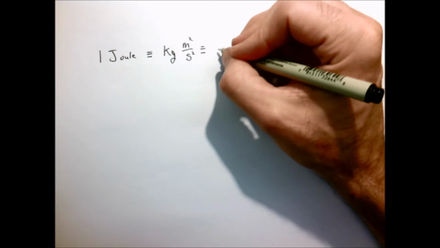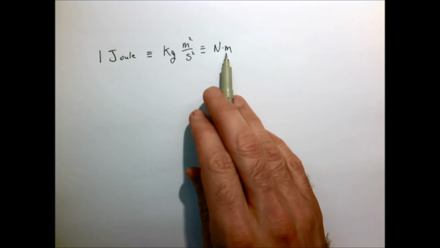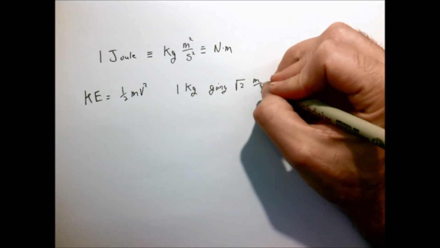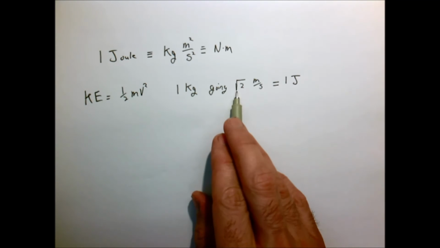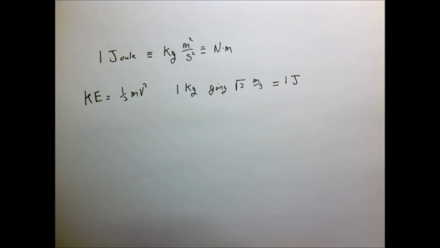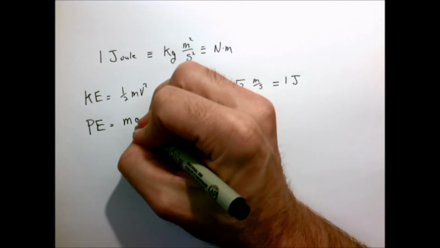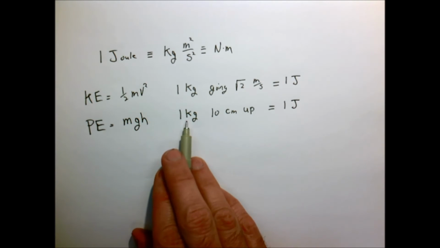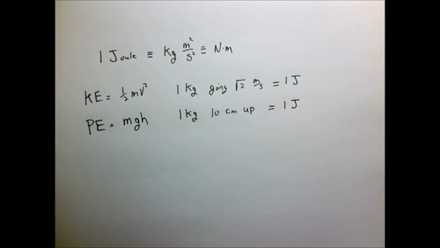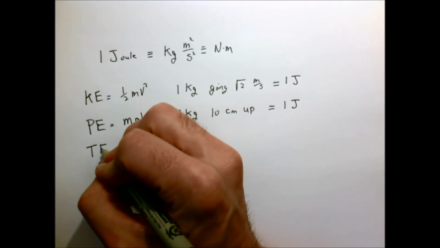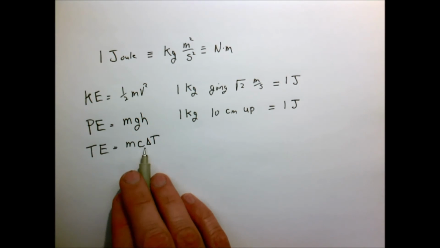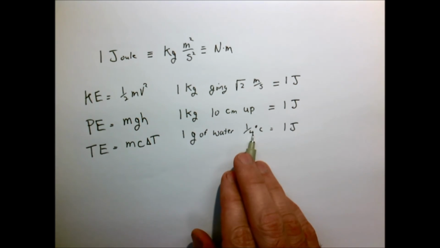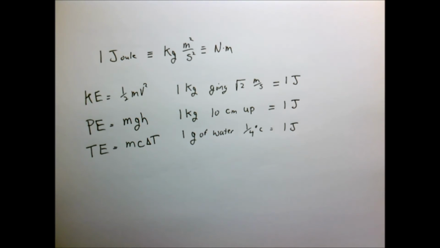Let's think a little bit about what 1 joule of energy is. So a joule is a kilogram meter squared over second squared, or a Newton times a meter. So in terms of kinetic energy, which you calculate as 1/2 mv squared, 1 kilogram going square root of 2 meters per second in velocity would give us 1 joule. In terms of potential energy, which you calculate as mgh, if we had a 1 kilogram object 10 centimeters off the ground, that would be 1 joule of potential energy. Thermal energy, which you calculate as mc times the temperature change, 1 gram of water increasing its temperature by 1/4 degree Celsius would be about 1 joule.